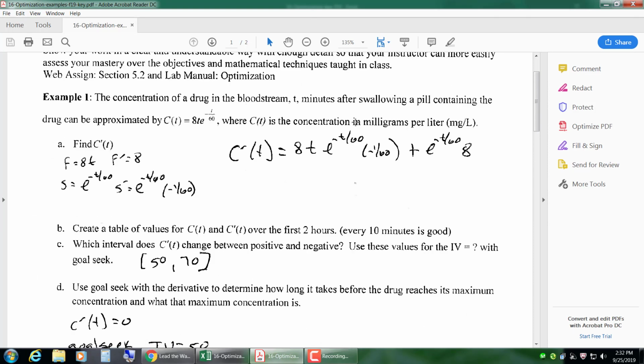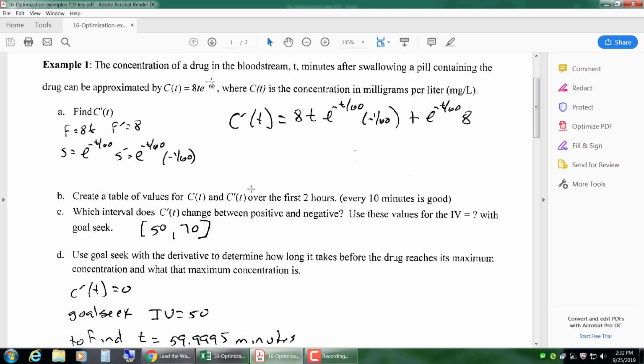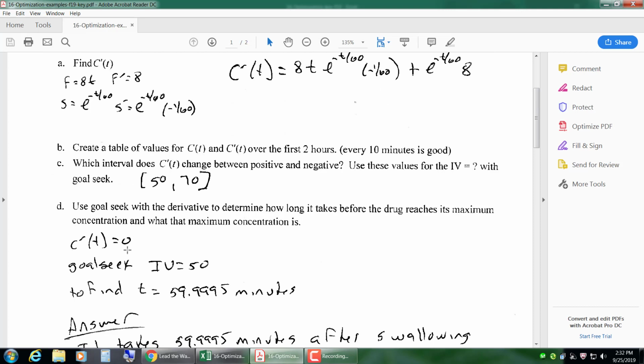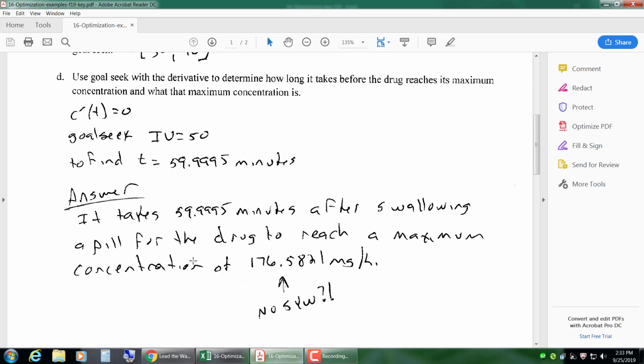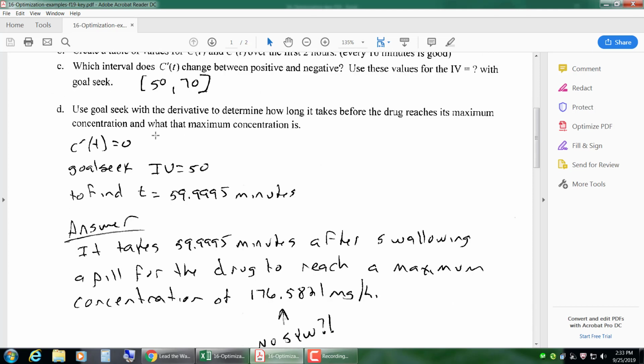So we've got the equation in the first part. So I want you to realize that for the test, you don't have to write the same equation over and over again. So C prime of t equal to 0. We goal seeked. I picked one of the input values, so I'm not going to write a bunch of stuff. I found the goal seek answer of 59 point, etc. minutes. And then I wrote my answer out to both parts.